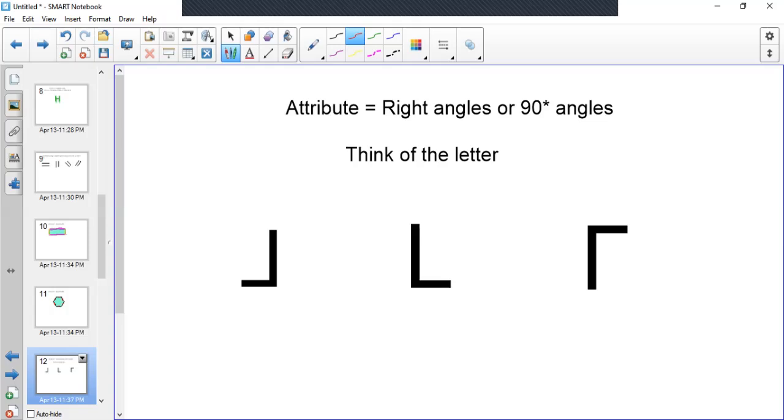Now here's the funny thing about right angles. These L's can go in any direction. It can be a backwards L, it can be an upside down L. All right? Let's practice finding 90-degree angles on shapes.